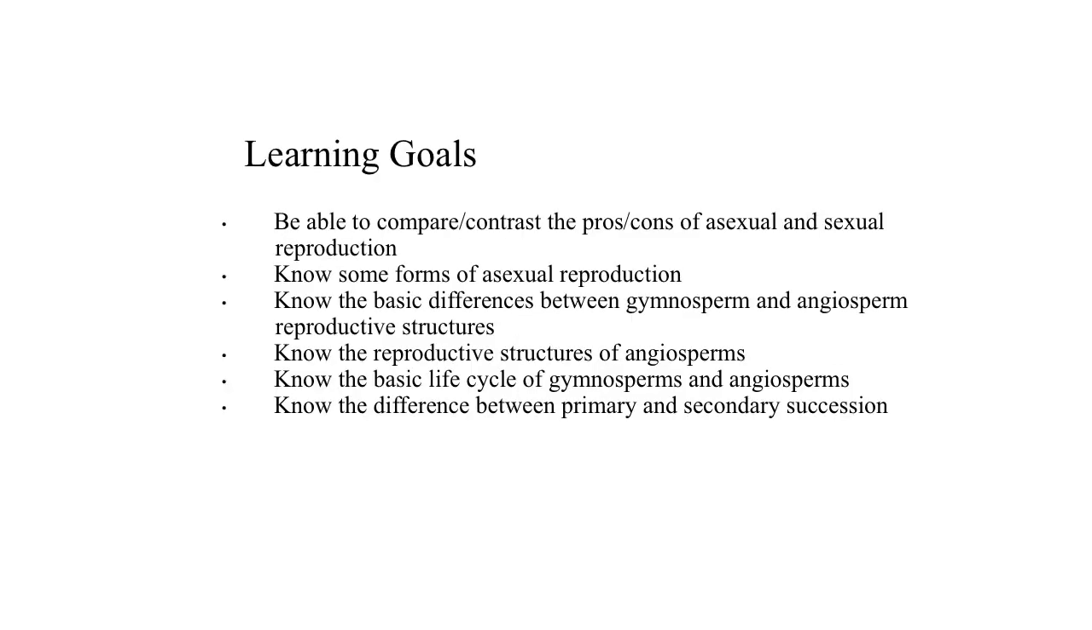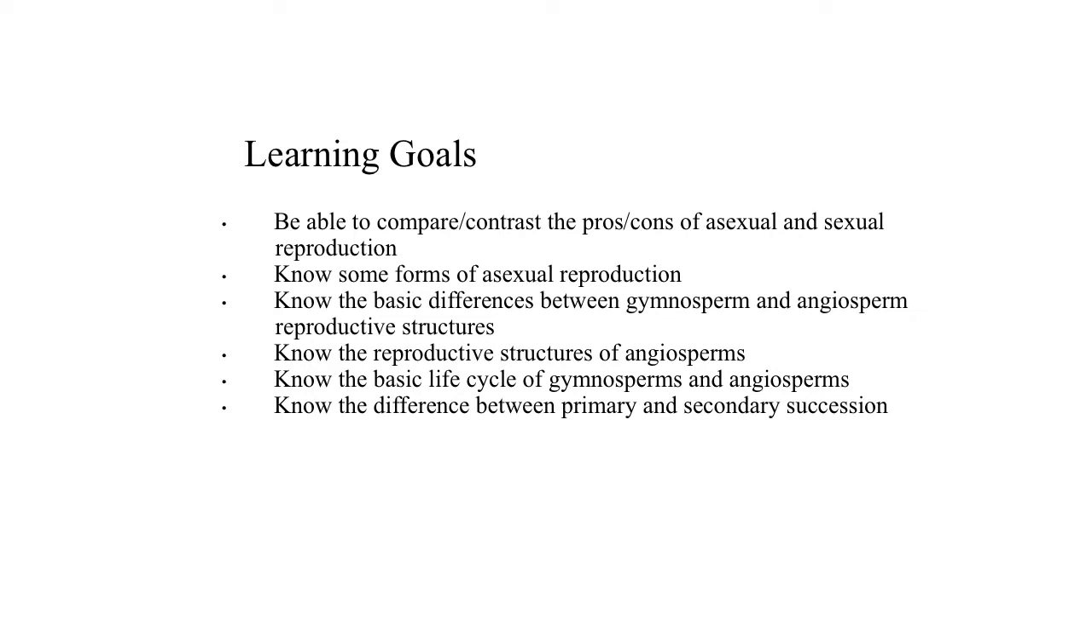Now with today's lesson we have a few goals in mind. The first goal is to be able to compare and contrast the pros and cons of asexual and sexual reproduction. We have talked about the pros and cons in the past. If you can, pause the video and see if you can remember any. You should also know some of the forms of asexual reproduction. Again, you might actually know some, or have asexually reproduced plants in your house.